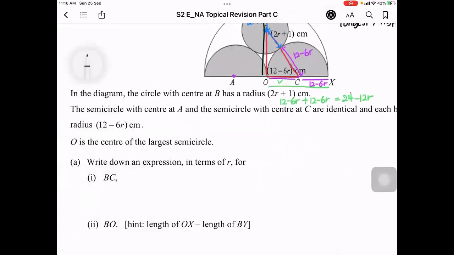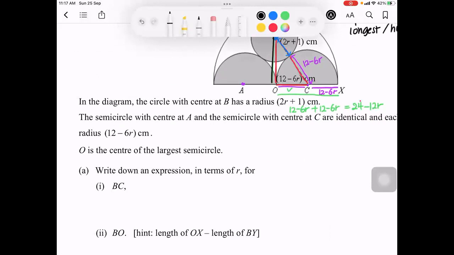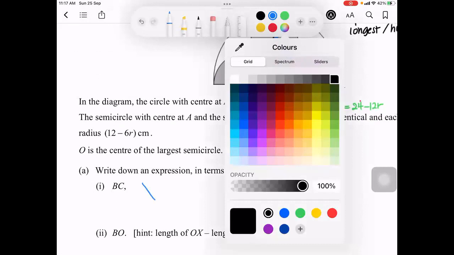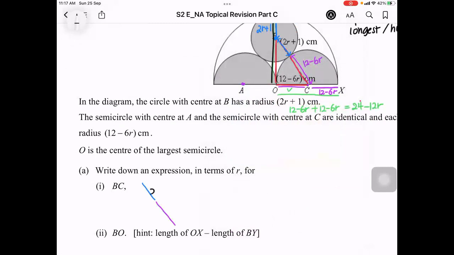Okay, so first part question, write down the length for BC. BC is the blue one plus the purple color one. The blue one is 2R plus 1. The purple is 12 minus 6R. So BC equals this total. Never mind, I do myself. 13 minus 4R. Okay, that's for BC.